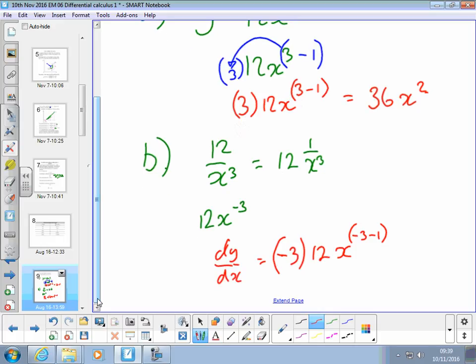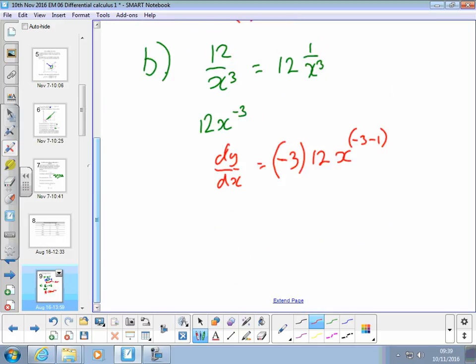Yep, all happy with that? Then multiply it out. So it's minus 36, as you said, Lewis. x to the power minus 4. Okay. And if we wanted to take it back to our original form with the index underneath, how do we write that? We can bring that back down into its original form if we want to. Either of those is the correct answer to that question.